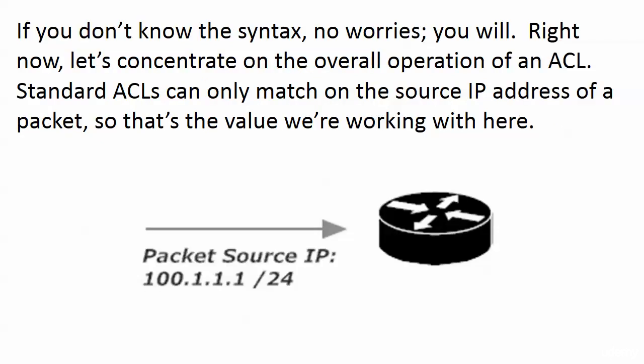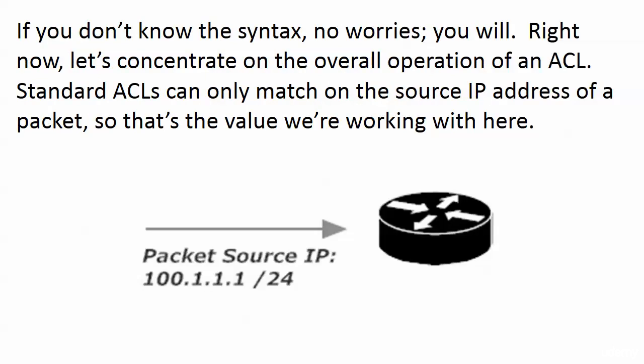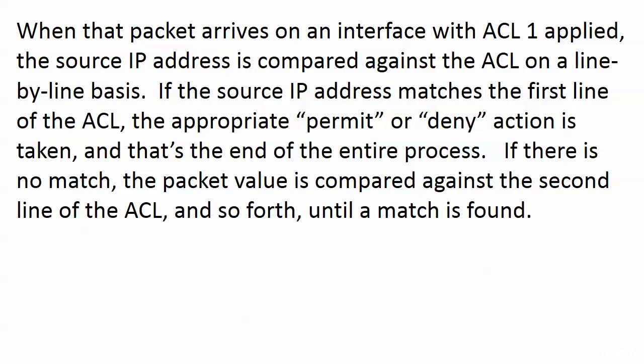So again, the first line there matches a packet with a source IP address of 10.1.1.1, second line 10.2.1.1, and so forth. So let's say we apply it to an interface on this router, and the packet coming in has a source IP address of 100.1.1.1/24. Well, there's no way that a packet with that address is matching any of these four lines. So what happens when we have no matches at all?